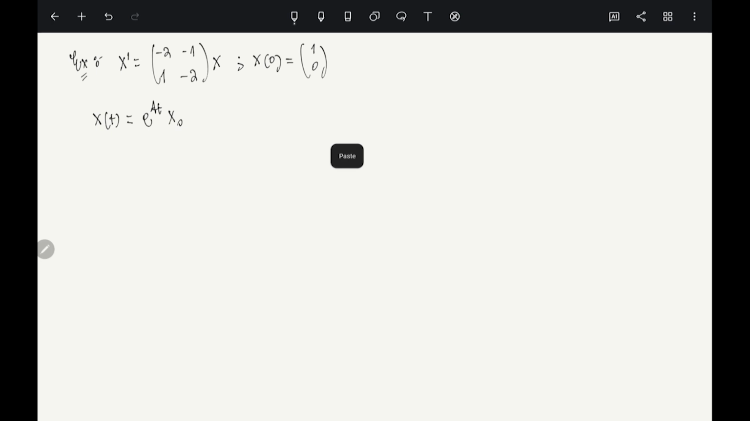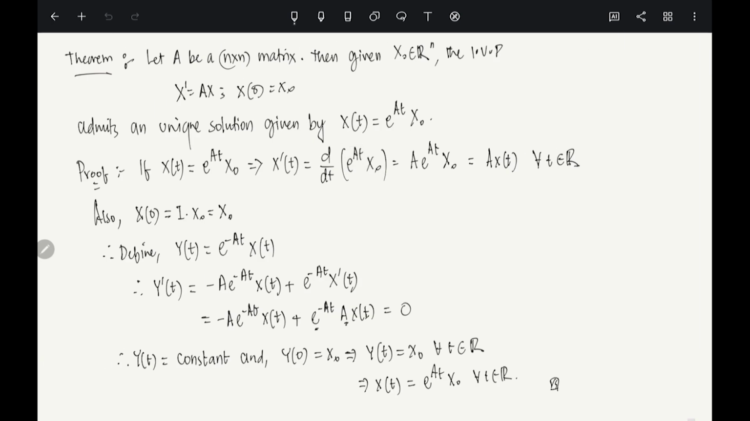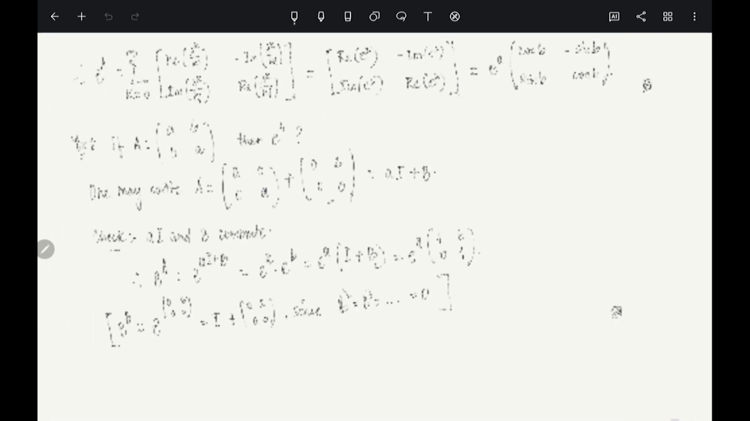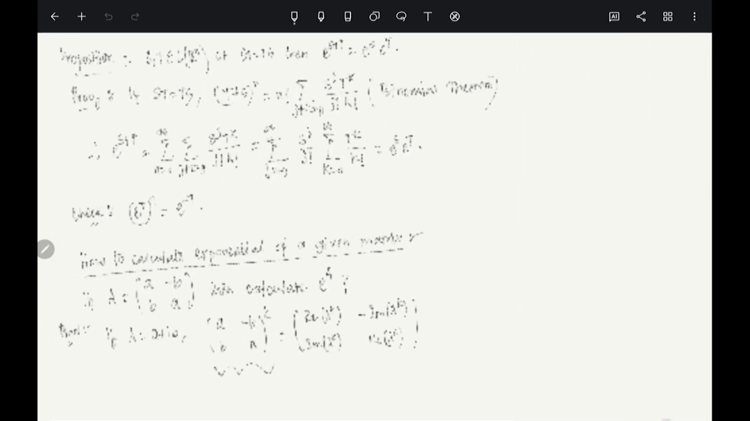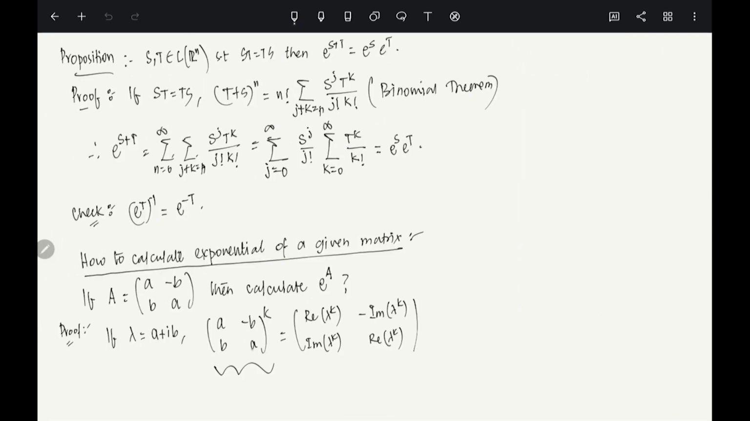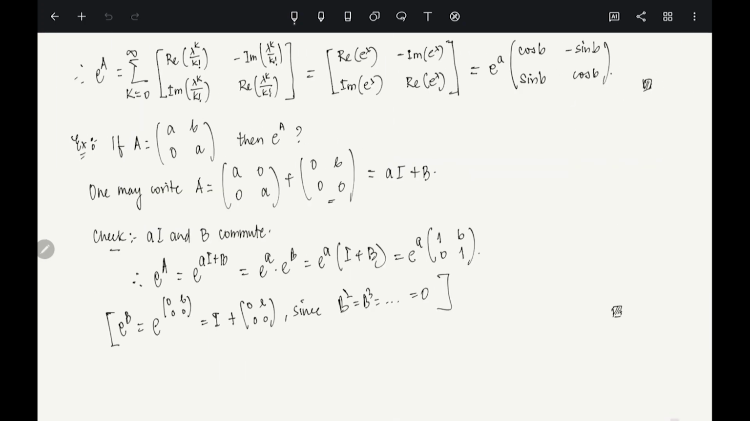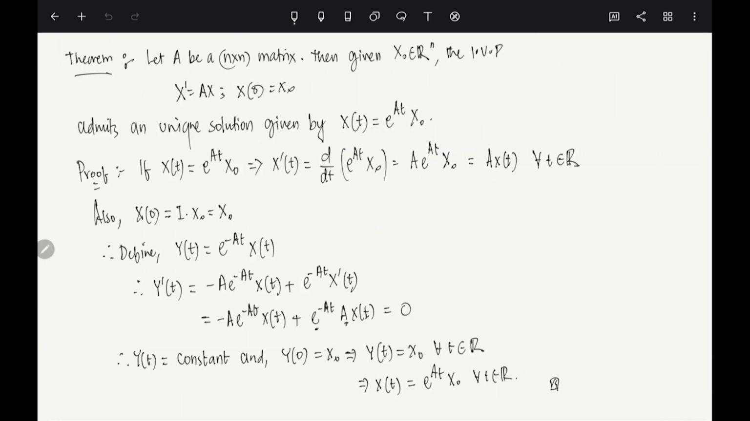And what is e^{At}? You see, this is in this form. If you remember, we did one problem, right? This problem, you see, [a, -b; b, a]. In this form, e^A we calculated, which looks like e^a times [cos b, -sin b; sin b, cos b]. Okay, so we can use this property here.